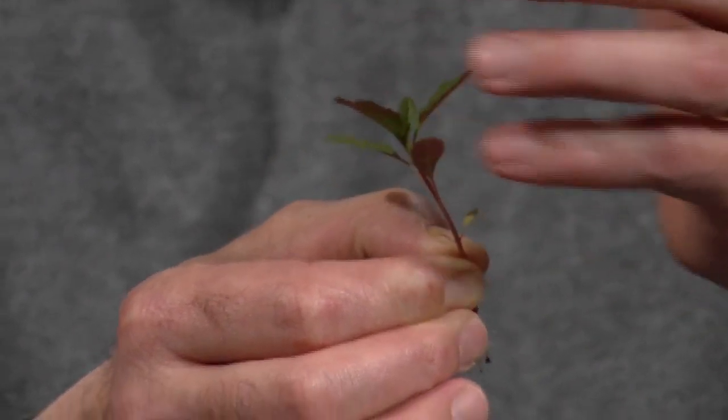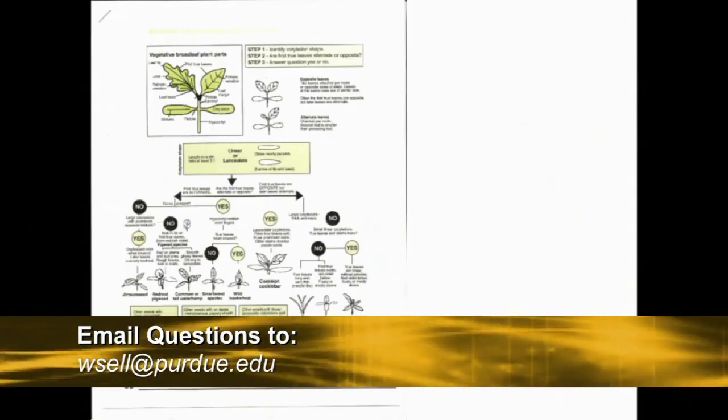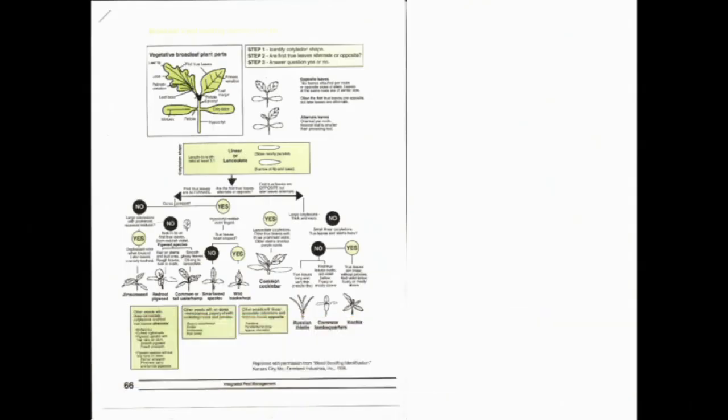So let's go back to our key. All right, let's take a look at our key. So where are we going to go with our key? Are we going to be on the first page, page 66, or are we going to be on the second page? Well, I think we're going to be on the first page. We're going to call these linear or lanceolate cotyledons. And then we're going to work our way down the key, and I just happen to know that all the pigweeds are on the left-hand side, in addition to another weed that I want to point out here.